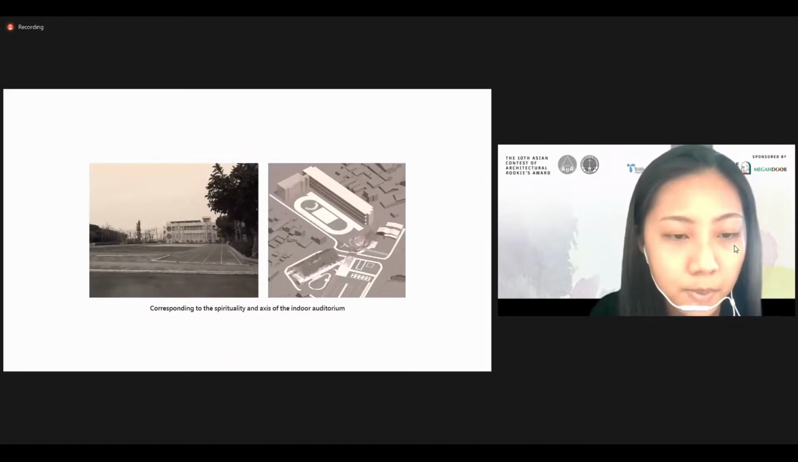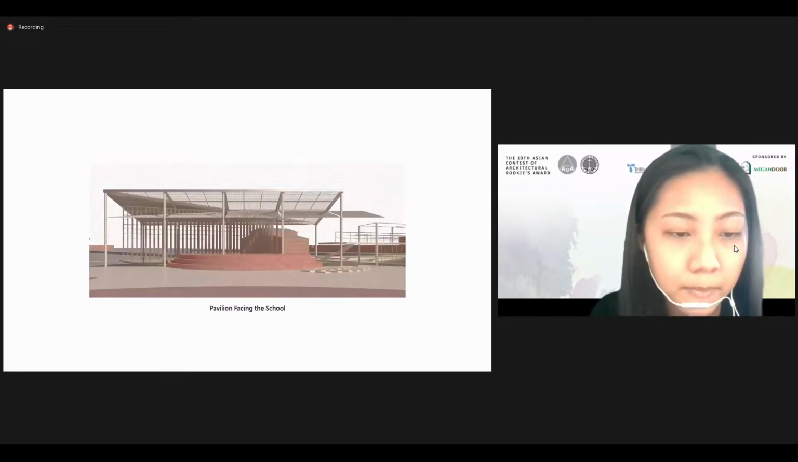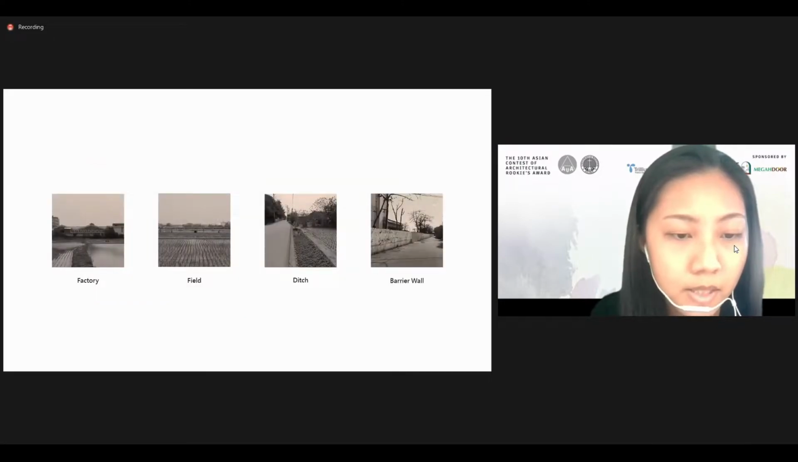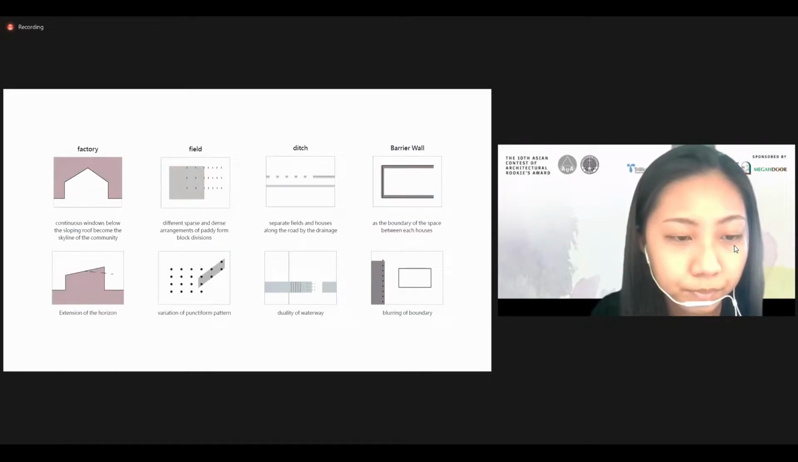Trying to connect the spiritual and the common, I reform a ceremonial stance in the pavilion by reading the indoor assembly hall and the obscure stand on the side aisle. The pavilion faces the school. The pavilion is composed of four redefining boundary elements: factory, fields, ditch, and fence walls.